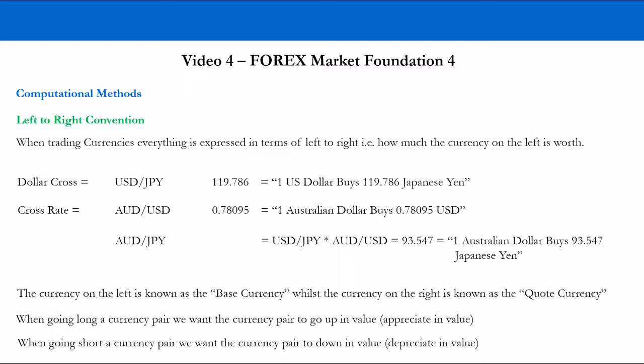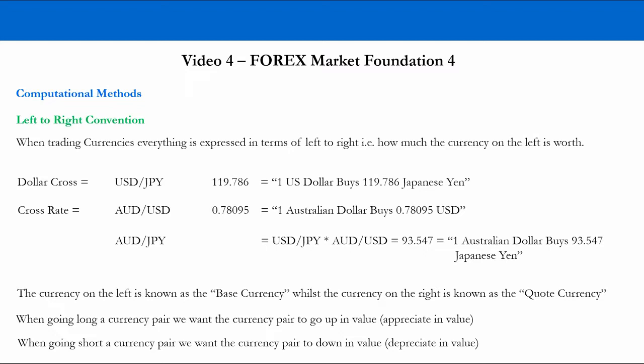The left to right convention: trading currencies, everything is expressed in terms of left to right. So how much the currency on the left is actually worth. If we look at an example here, let's first look at a dollar cross where we have the US dollar against the Japanese yen, and it's quoted as 119.786. Well, this basically means that $1 US, the currency on the left, buys 119.786 Japanese yen, the currency on the right. So when you see a quote, the currency on the left will be quoted as 1 unit buying the units on the right.